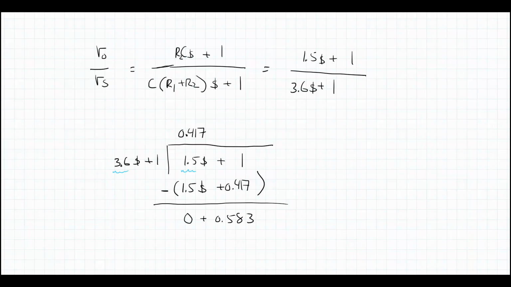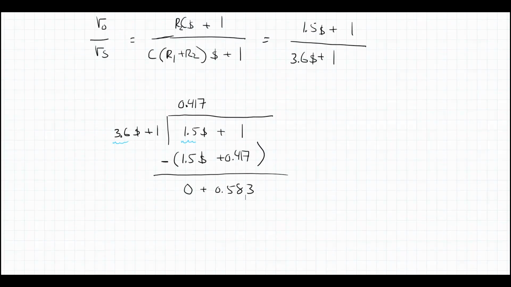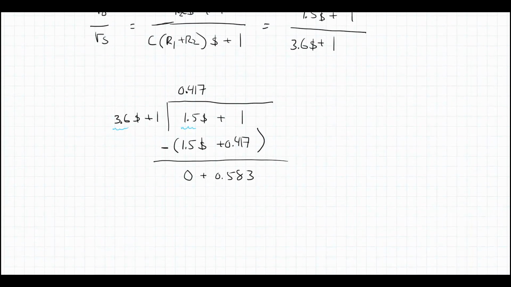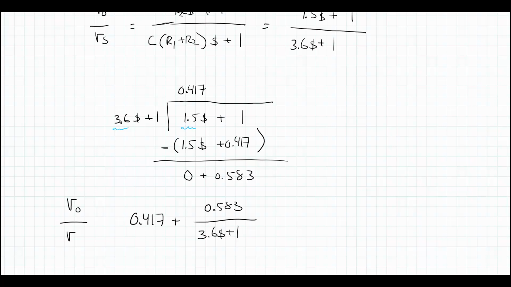So I can use this information to rewrite my fraction now. Because what this means is that my whole number part is this 0.417 plus whatever I have left over, the remainder, 0.583 over that divisor, 3.6s plus 1. So this is another way to express my transfer function VO over VS. Now, it's not that standard form where I wanted one fraction with descending powers of s in the numerator and denominator. We already expressed it that way. This is now in a form that's going to be convenient for sketching.